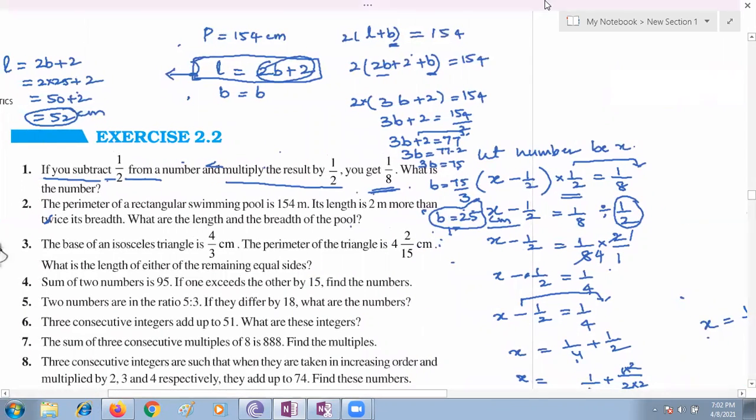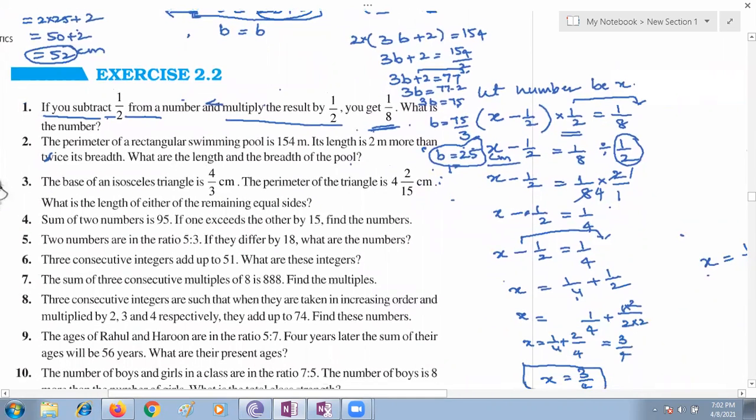Yes, coming to the fifth one. Sorry, fourth one we didn't complete. Please, children, see the fourth one. Ma'am, I completed. Yes. Siddharth, please read the fourth one.